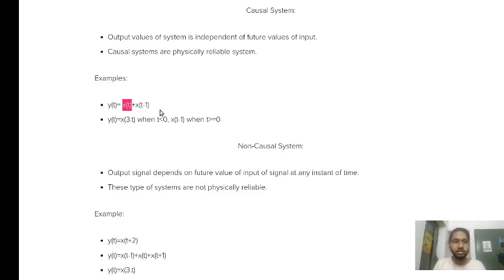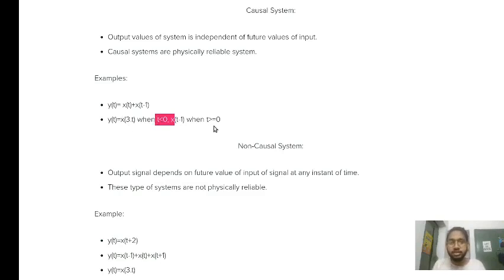That's the causal system. The second example is y of t equals x of 3t when t is smaller than 0, and x of t minus 1 when t is greater than or equal to 0. So let's solve when t is smaller than 0. Suppose the value of t equals minus 1. So y of minus 1 equals x of minus 3. So the output value of y of minus 1 depends on the past value of input. So when t is smaller than 0, output depends on the past value of input.